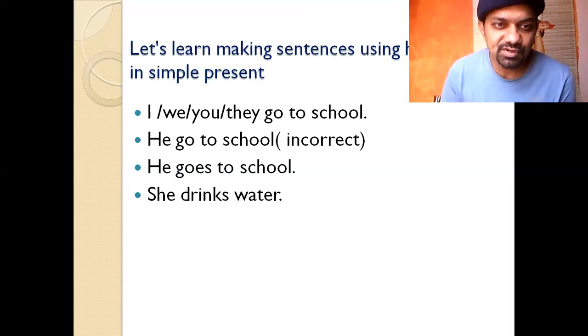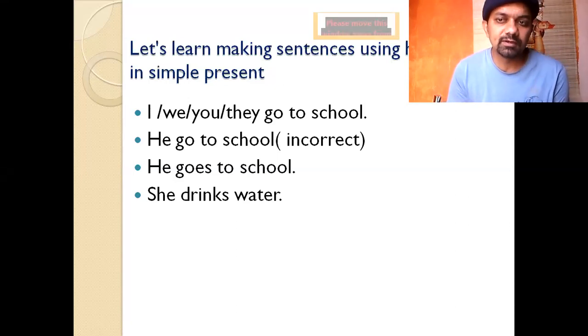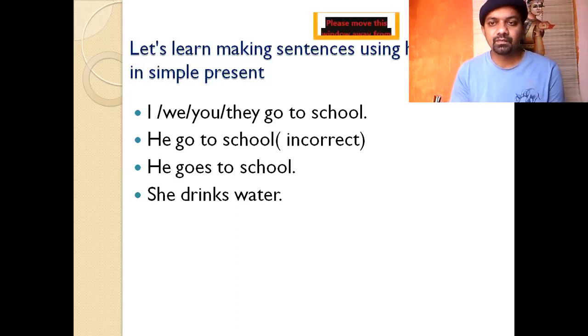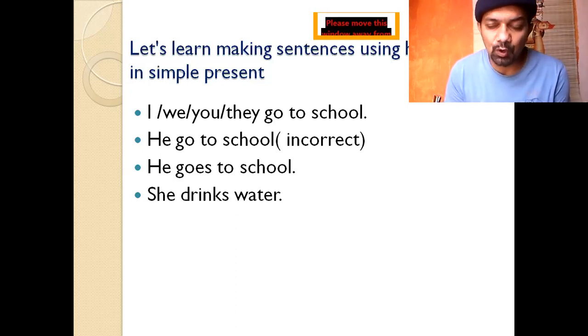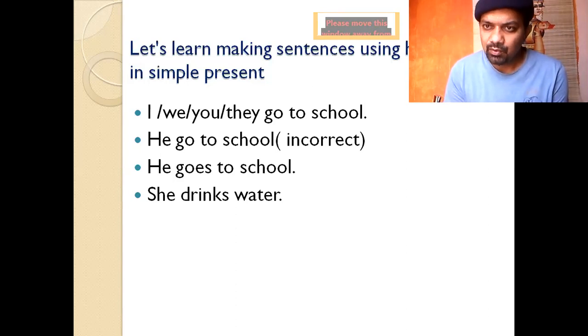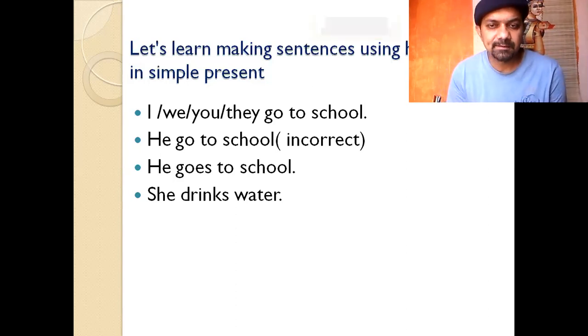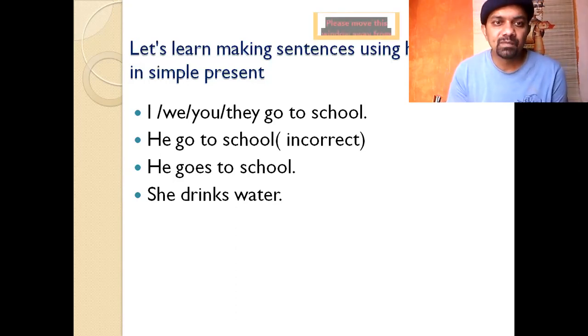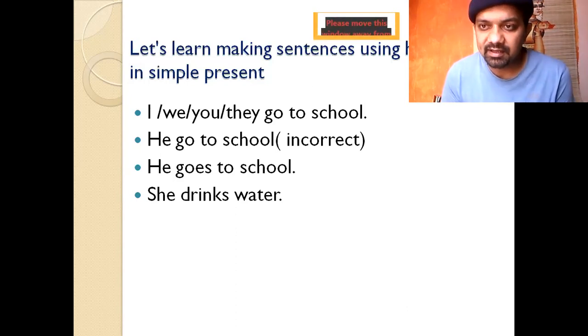We use simple present to express universal truth. The earth revolves around the sun. In proverbs, all that glitters is not gold, or to express some permanent situations. He works in the bank. Simple present. We learned to use simple present tense, and we made sentences using I, we, you, they in the previous episode.